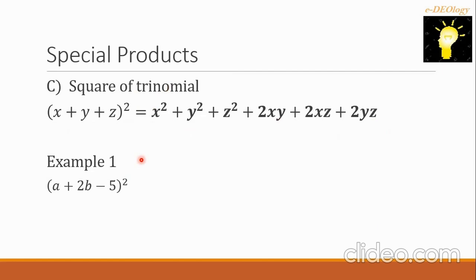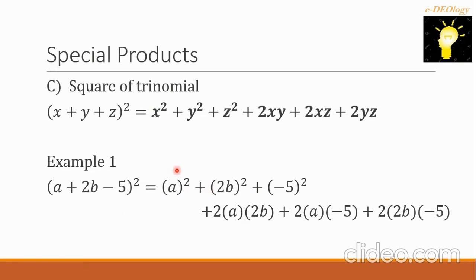a plus 2b minus 5, all raised to 2. So as per our special product, we're going to square each term of this trinomial. So you see here, the a is squared. The 2b is also squared here. The negative 5 is also squared. So this comprises our first group.